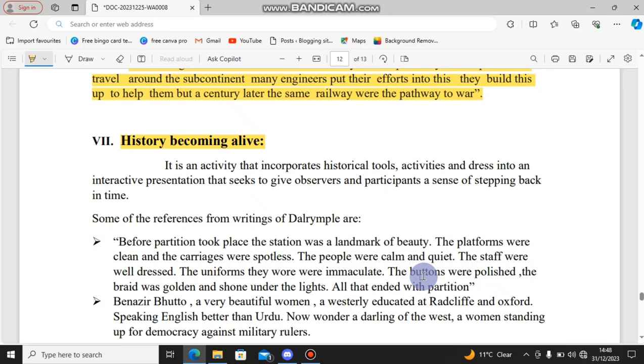Next is oxymoron. An oxymoron is any grouping of oppositional words.